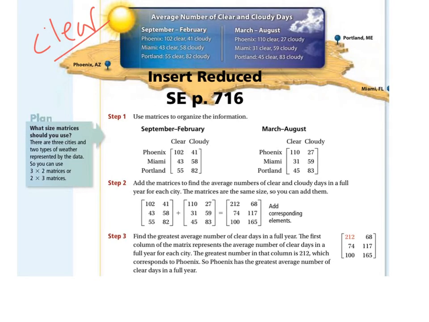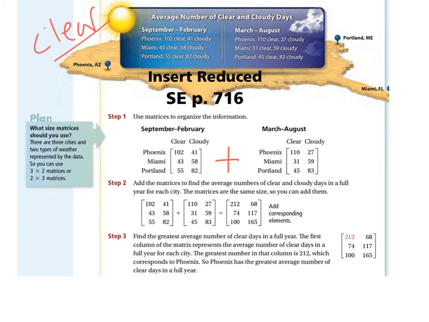Okay, so we can take this data right here. Phoenix has clear and cloudy, Miami clear and cloudy, Portland clear and cloudy, and then the same 3 cities in a different time frame. And you can see here, I'm really going to end up adding these 2 matrices. So really, we know the clear and cloudy for both. And so we take this right here, literally 102, 41, 43, 58, 55, 82, and you just transfer it straight down into the matrix. The matrix. Sounds like fun, right?